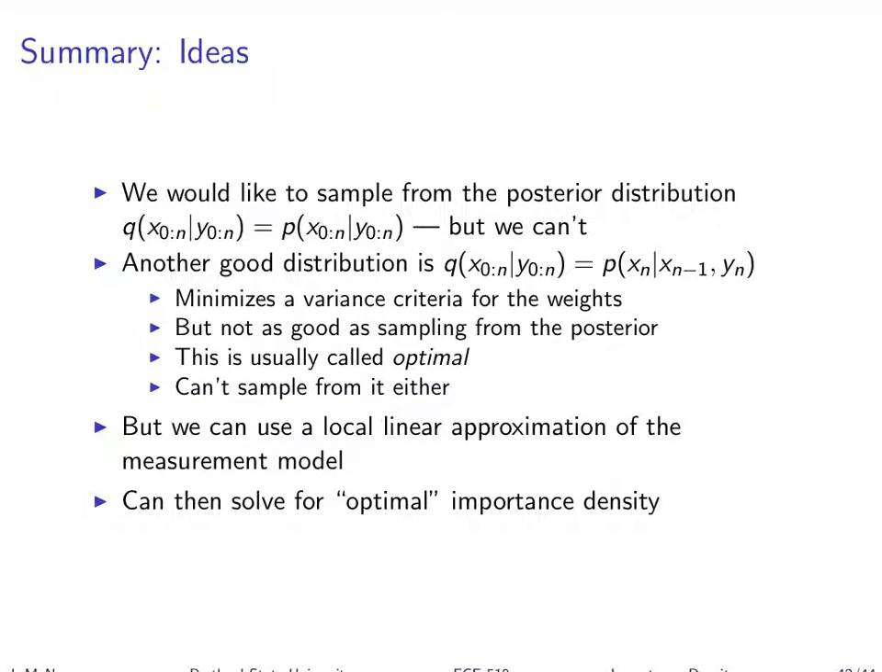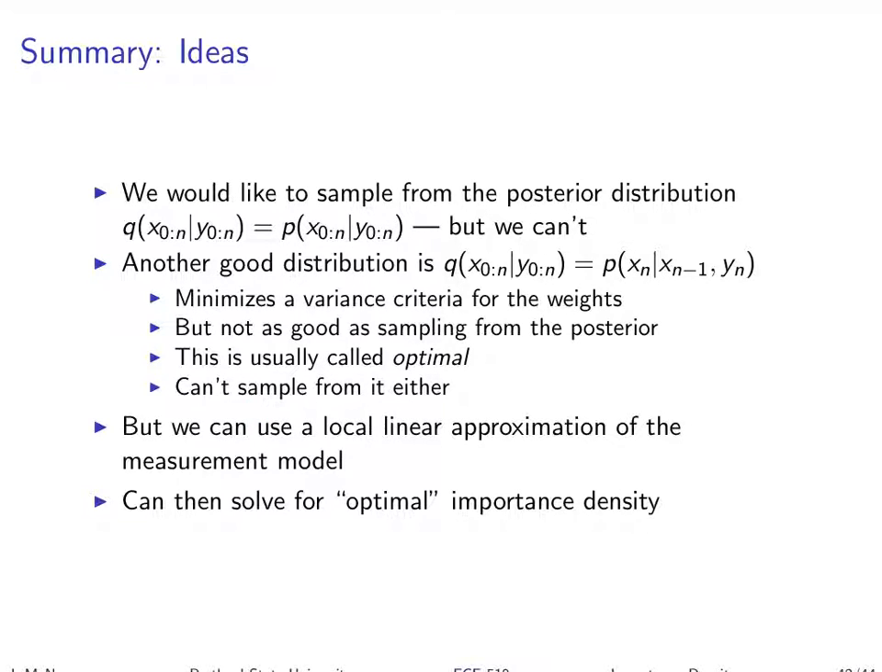It minimizes the variance of the weights. In fact, it gets it down to 0. This is what most people mean when they're talking about an optimal importance density. They're really talking about, well, you're going to be doing it recursively. If you're going to do it recursively, then that's the thing you want. But you usually can't sample from it.